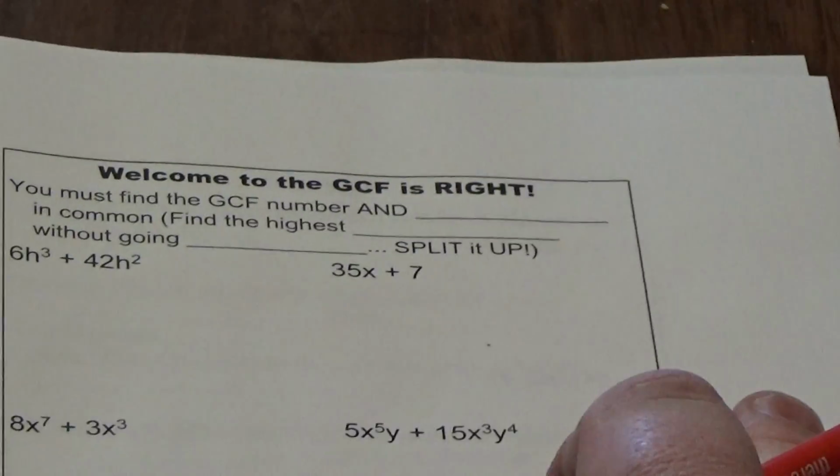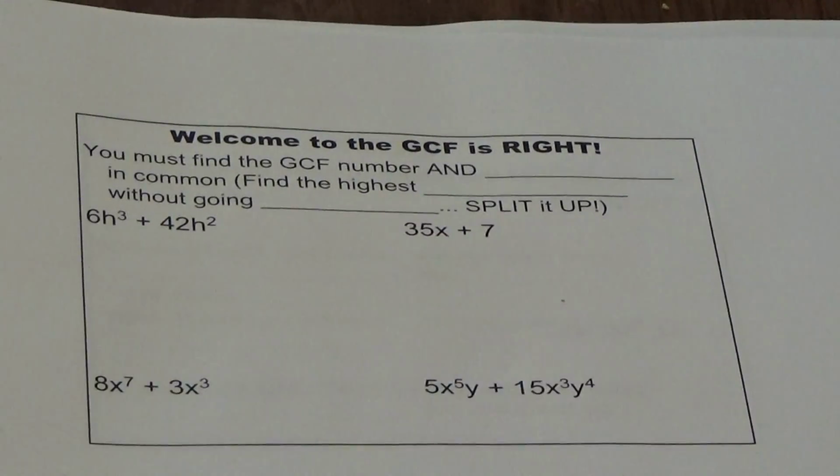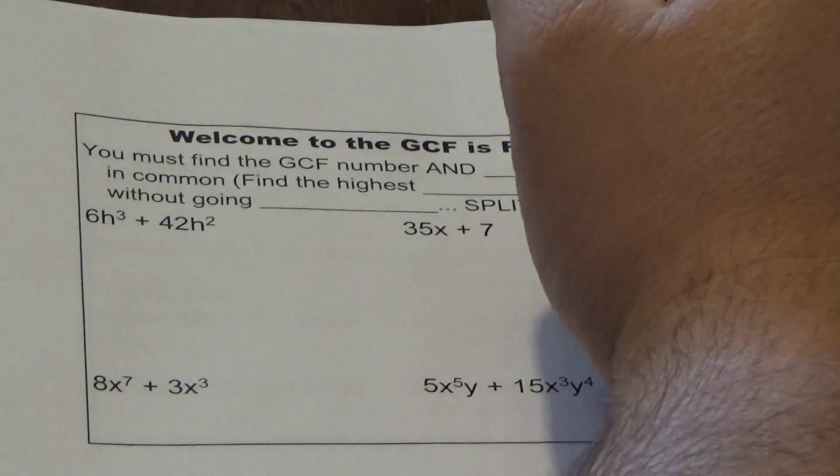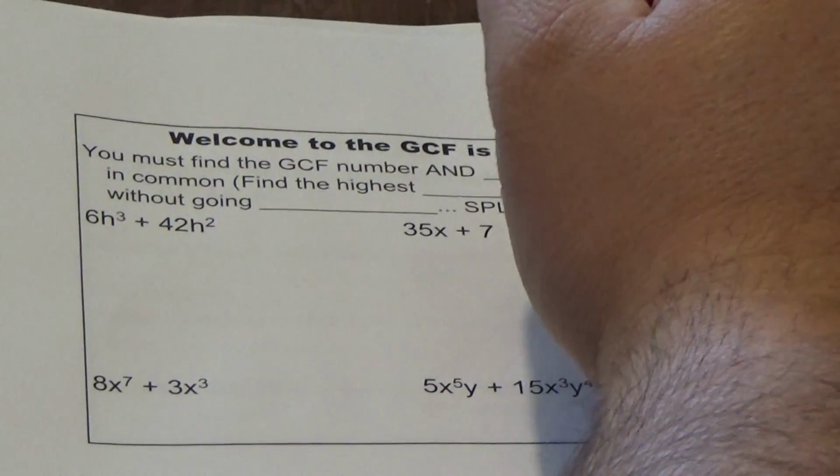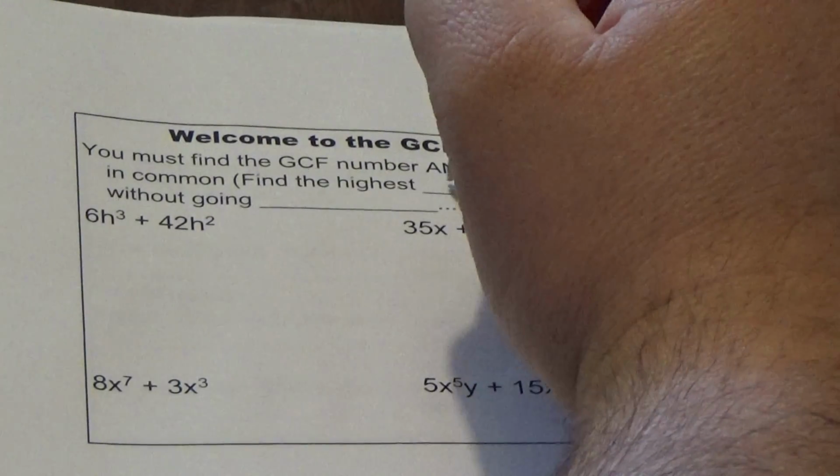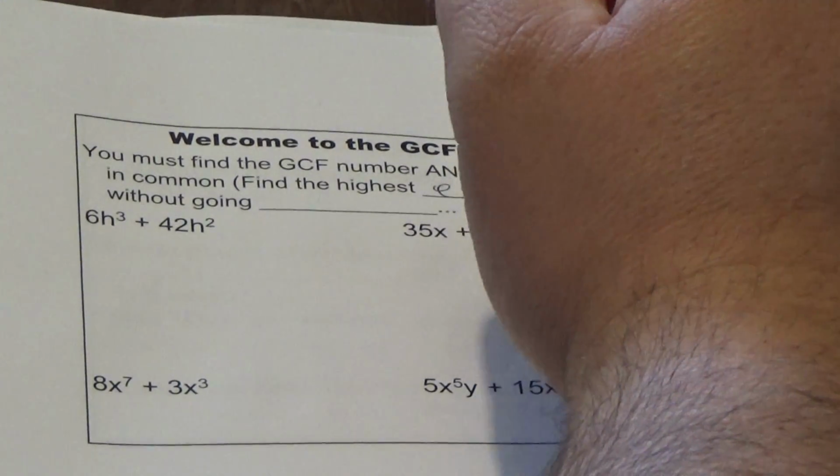What we use this for is to find the GCF. So we're going to find the GCF number and variable in common. So you find the highest exponent in common without going over.